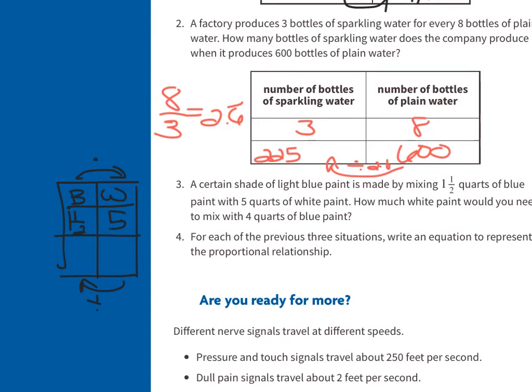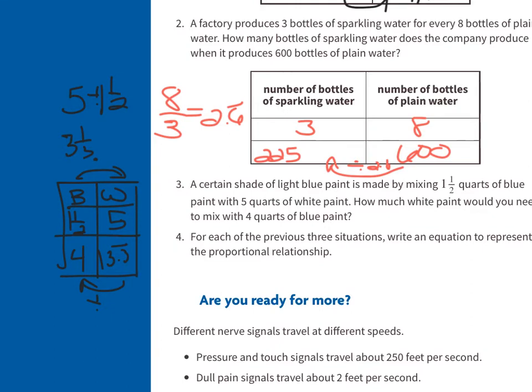So I want to know how much I'm going to put with 4 quarts of blue. So in my calculator, I'm going to go second column divided by first column. So I'm going to go 5 divided by 1.5. I get 3 1/3. So 3 1/3 is my constant of proportionality. So if I go 3 1/3 times 4, because 4 is in the first column, I get 13 1/3, or 13.33333. Okay?